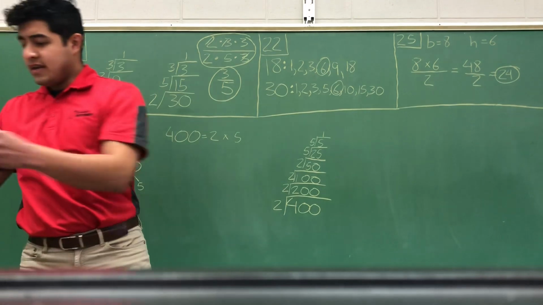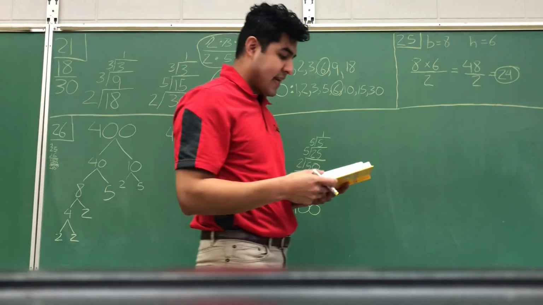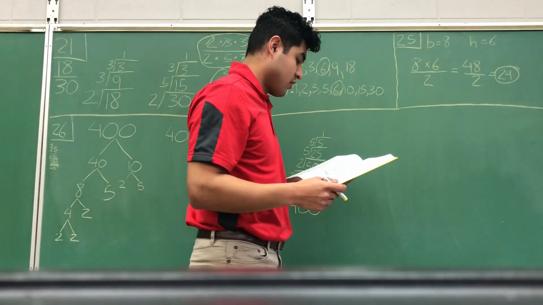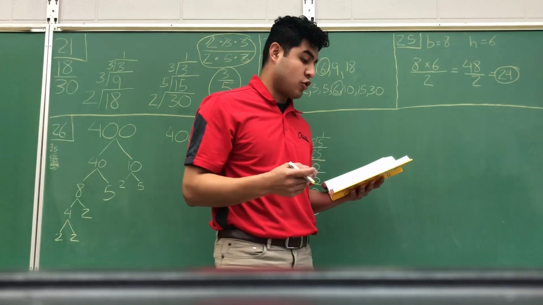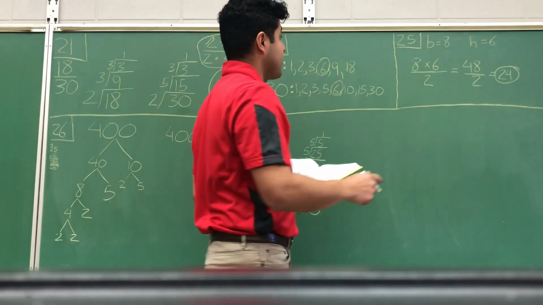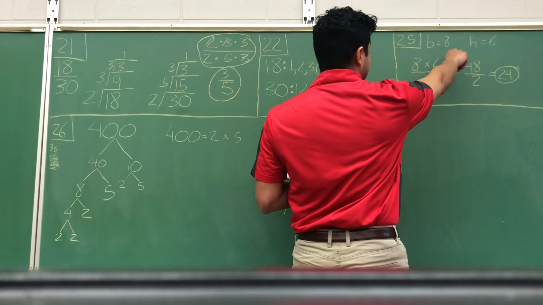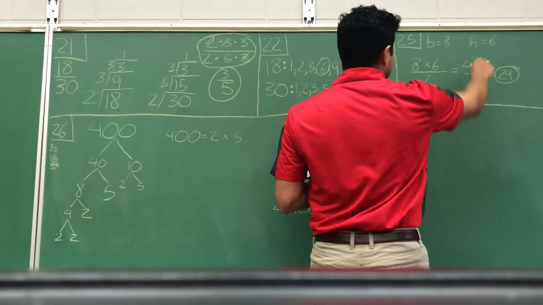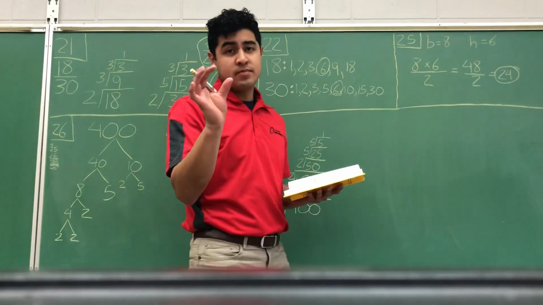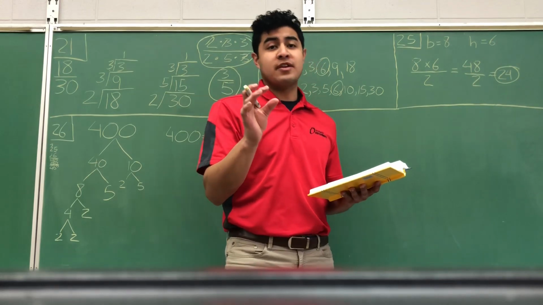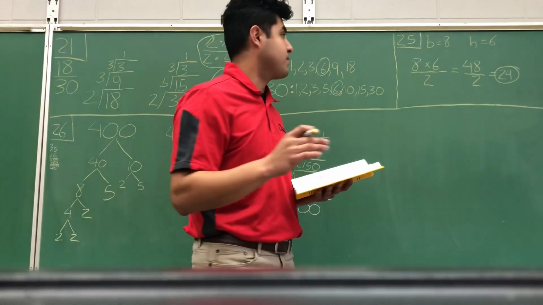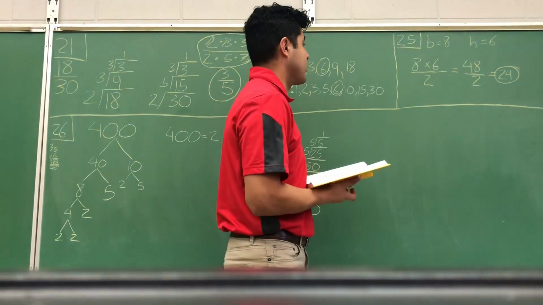The question is, if B equals 8 and H equals 6, then what does BH over 2 equal? So I've set up the problem here. We have B equals 8, H equals 6. Now, whenever the letters are right next to each other, that represents a multiplication operation, okay? And we've studied that in class, but I just wanted to remind you.